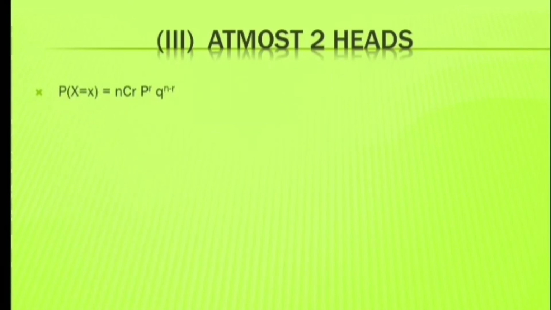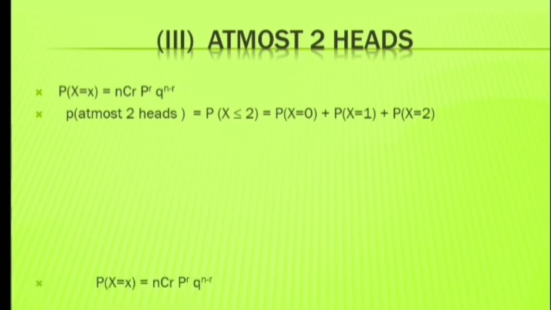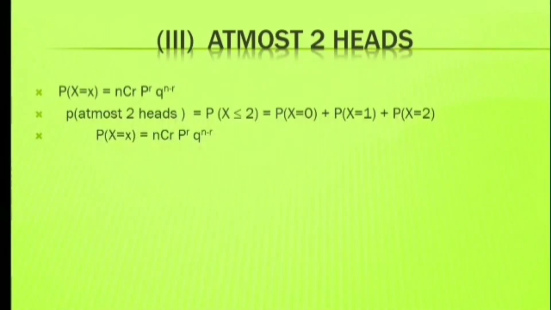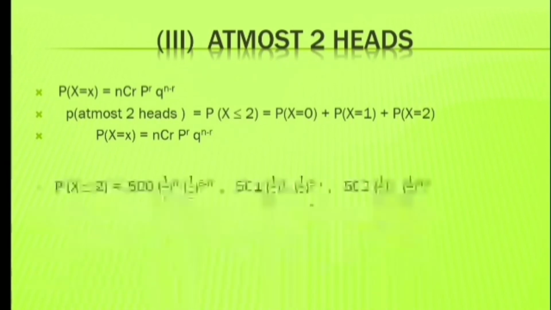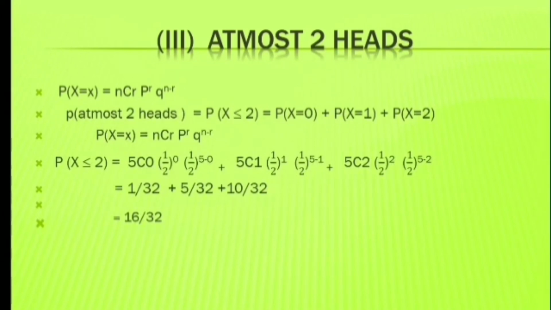Now the last subdivision, at most 2 heads. At most 2 heads is probability of x less than or equal to 2. That is probability of x equal to 0 plus probability of x equal to 1 plus probability of x equal to 2. We know the formula, and we have three parts here. Instead of n we substitute 5, and for r we put 0 in the first part, 1 in the second part, and 2 in the third part. Simplifying all this, you get 1 by 32 plus 5 by 32 plus 10 by 32. In turn, you get 16 by 32. The simplified answer is 1 by 2.